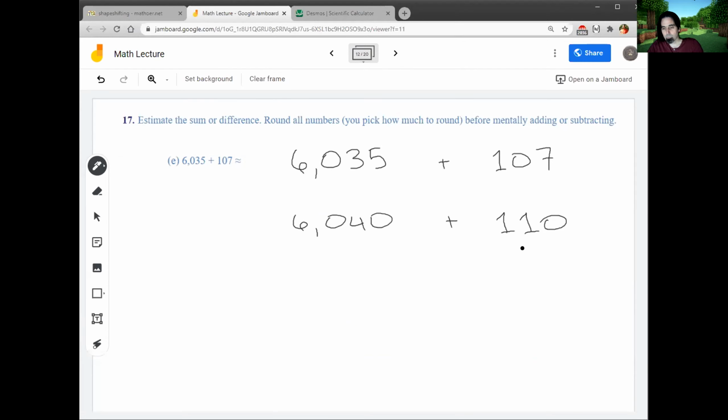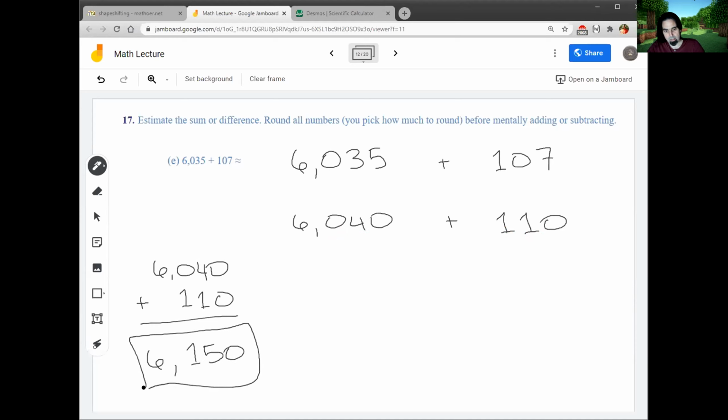So 6,040 and 110. The 4 and the 1 here will combine. This one will combine with that 0. If you wanted to write it one on top of the other, you certainly could. Doesn't take that much longer, right? Do you have to round both of them? Only because it tells you to.